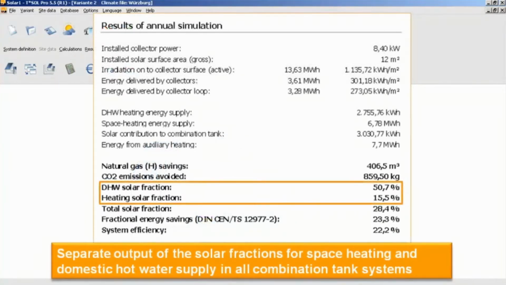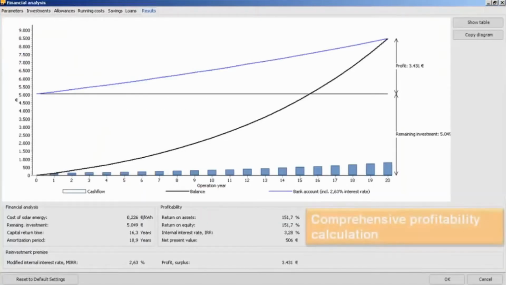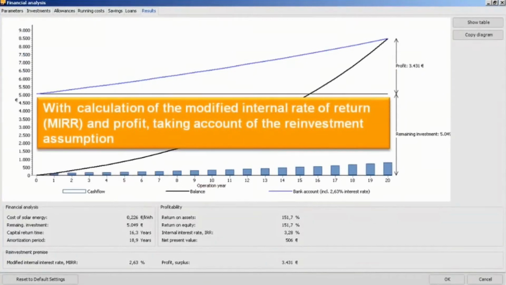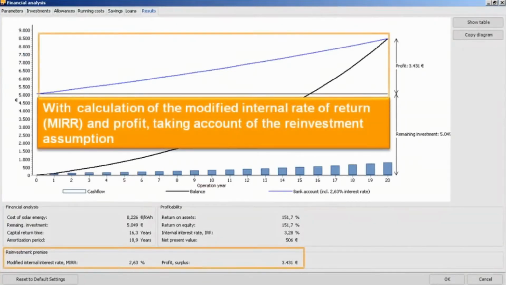So here you have another solution, so it's only 50%. And here you can calculate the investment and the return on investment. For example, in this example, it makes a profit only after 16 years. It's poor, but usually you should get a quicker return on investment.